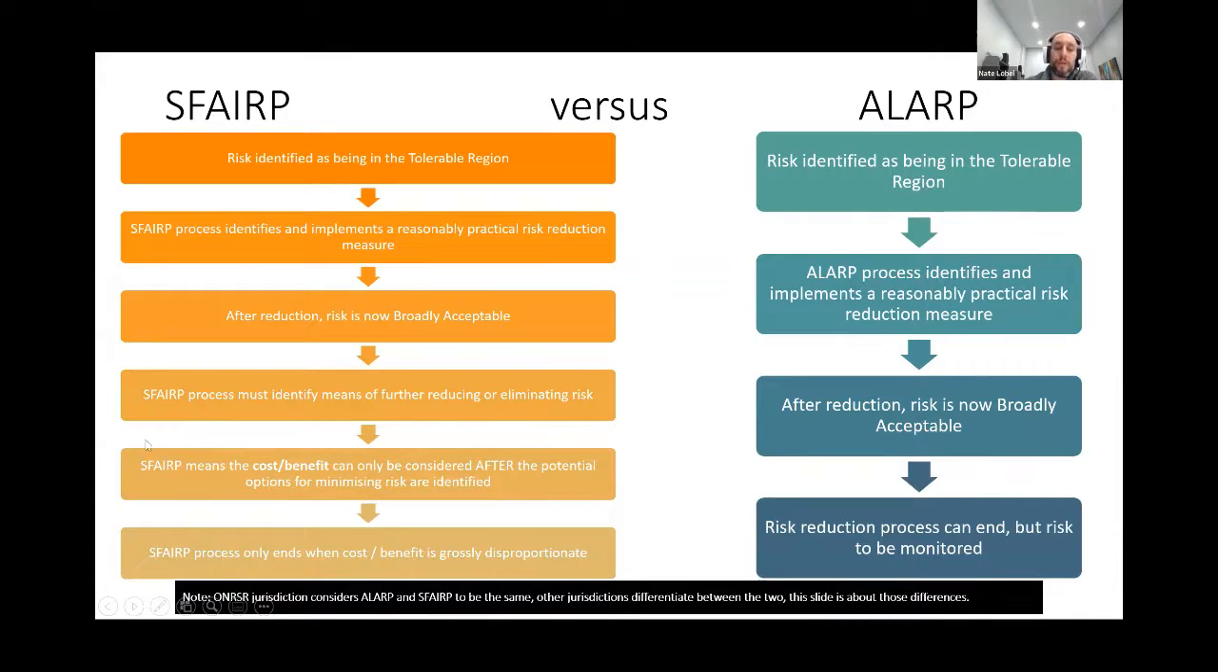And that's really important because that brings transparency to the process in terms of, here are a bunch of things we did think about and consider, and then we looked at the price tag and it's quite easy to tell it's ridiculous. SFAIRP can only end when the cost benefit is grossly disproportionate. So effectively, you can almost think of it as ALOP as an acceptance criteria, and SFAIRP, the acceptance criteria is a cost benefit analysis.